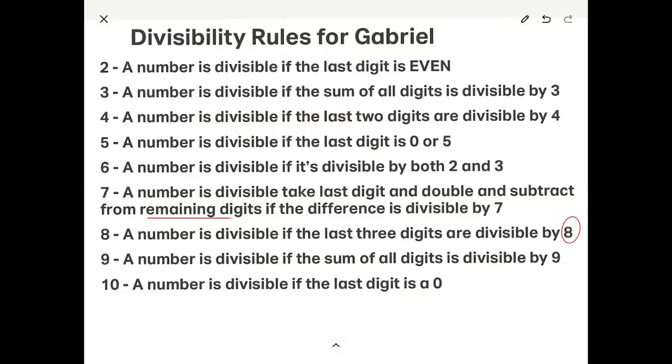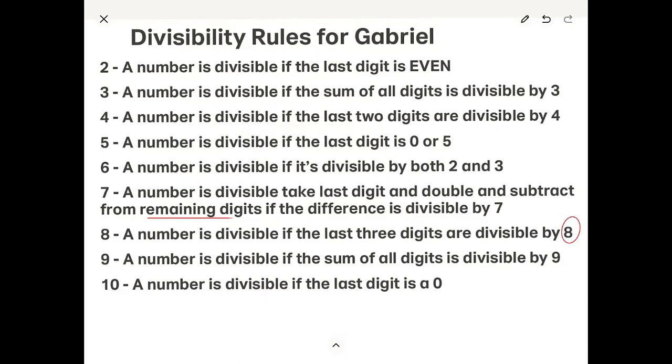5 is a simple one. You do your counting 5, 10, 15, 20. So anything that ends in a 0 or 5 is divisible by 5. 6, a number is divisible by 6 if it's divisible by both 2 and 3. So you've got to know the rules for 2 and 3. If it's divisible by both of those, then it's divisible by 6.